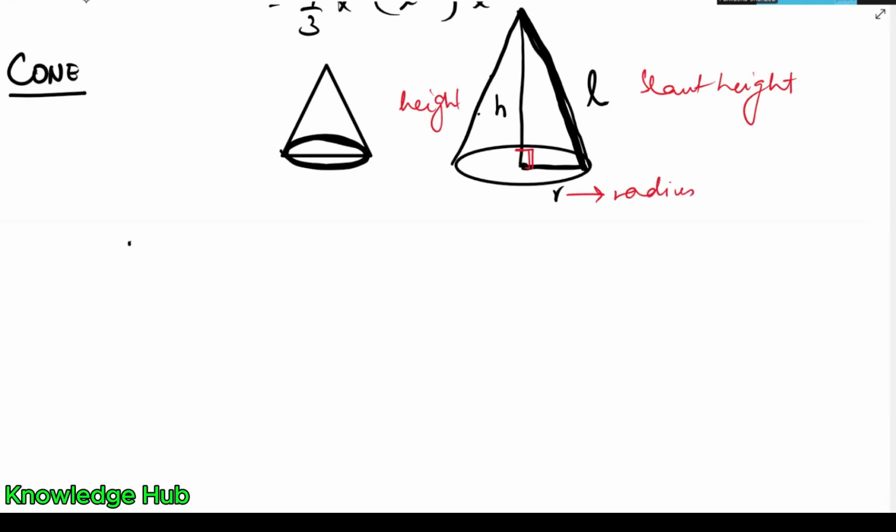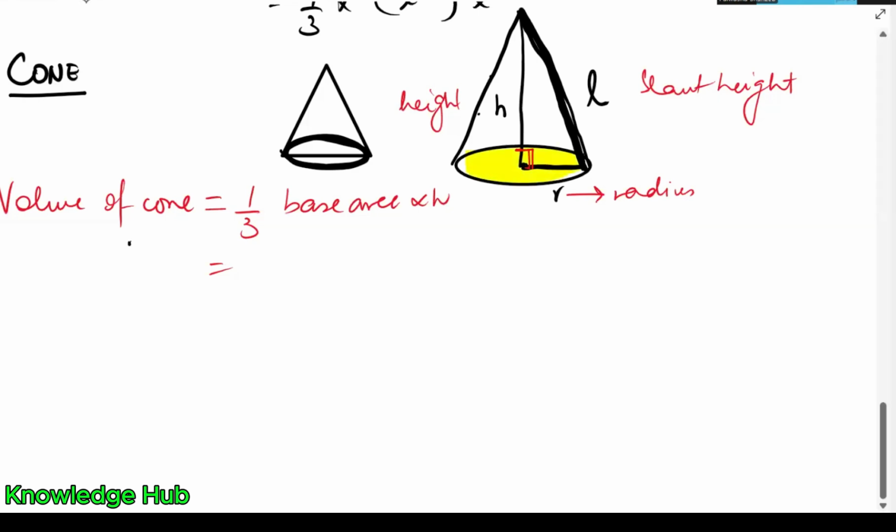Now the formula for the volume of a cone is 1 over 3 times base area times height. What's the base over here? Here the base is a circular base, and for a circle, we have the formula pi r square. So 1 over 3 pi r square h is the formula for the volume of a cone.